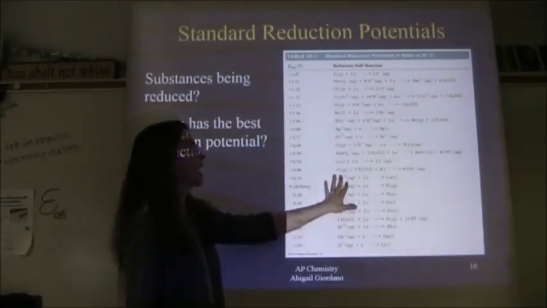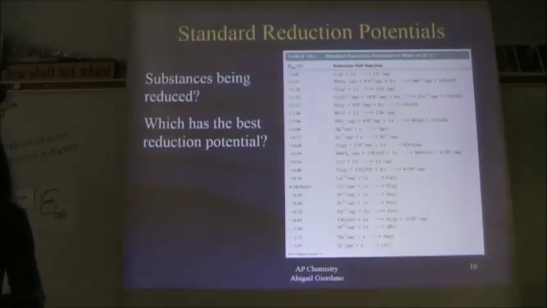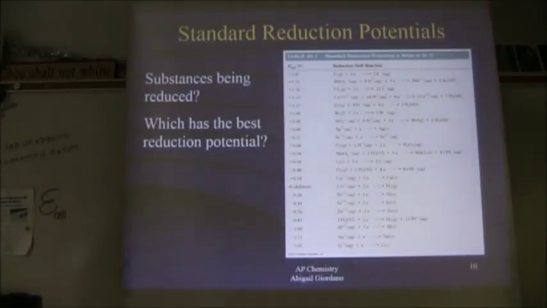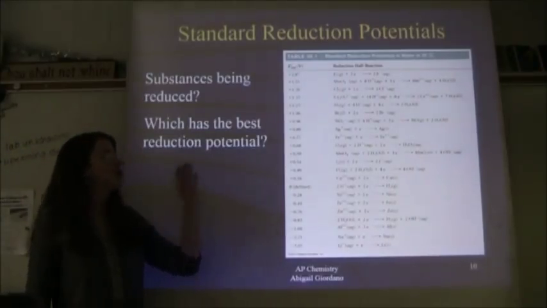Which of these reactants has the highest reduction potential? Are you ready for this? I'm going to make a tie-in from a long time ago. Which one of these reductions is the most thermodynamically favored? That came from a long time ago. Okay? Do you know how to answer that?